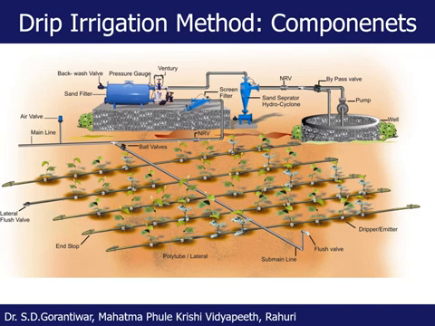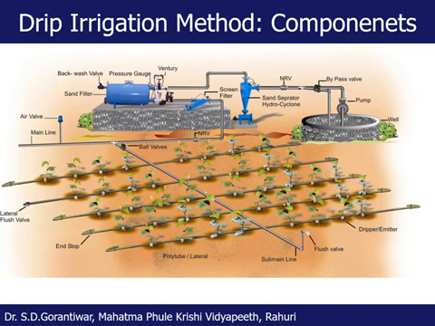and once the emitters are blocked, it is very difficult to notice those emitters, and also there will be variation in the discharge, or there won't be any discharge, and a lot of non-uniformity will be there. In fact, this non-uniformity will reach such an extent that the uniformity in surface irrigation will be better than in the drip irrigation method if we don't look into these clogged emitters. So for that the filters are required.